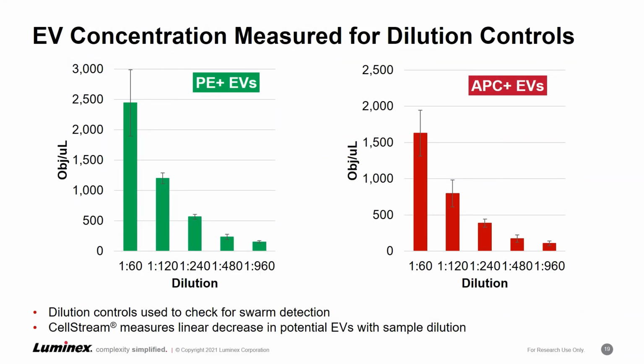EV concentration was measured for each of the dilution controls. These dilution controls were used to check for swarming. Swarming occurs when multiple EVs are detected at once or as a swarm, and not as single objects, which is how we want to detect EVs. As you can see here, both sets of dilutions show a linear decrease in the potential EV population using the CellStream for both the PE and the APC labeled EVs.